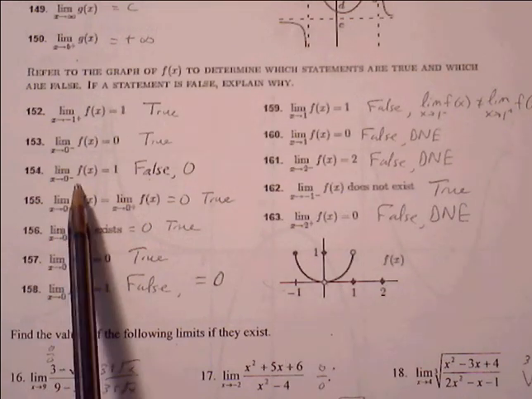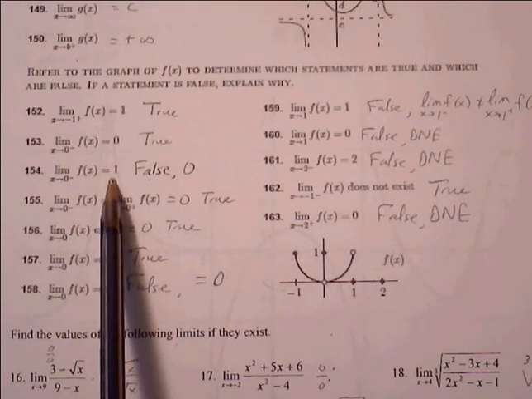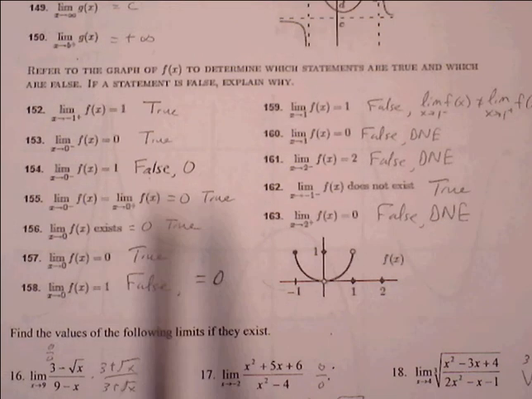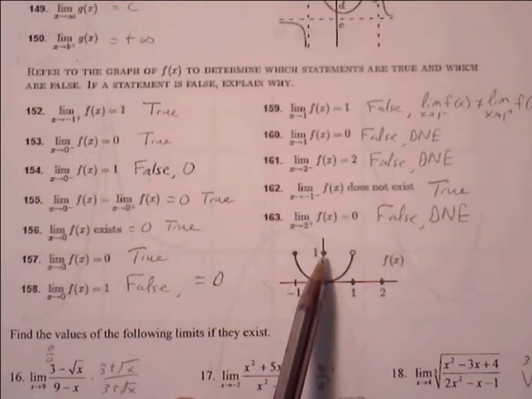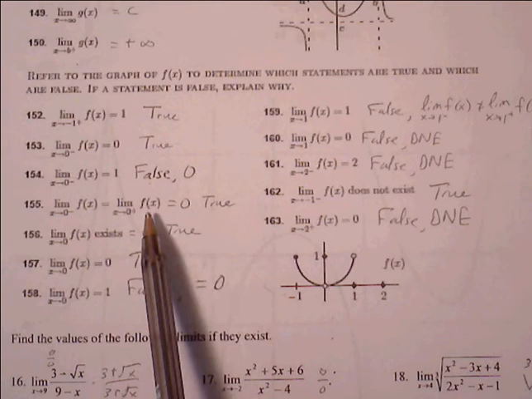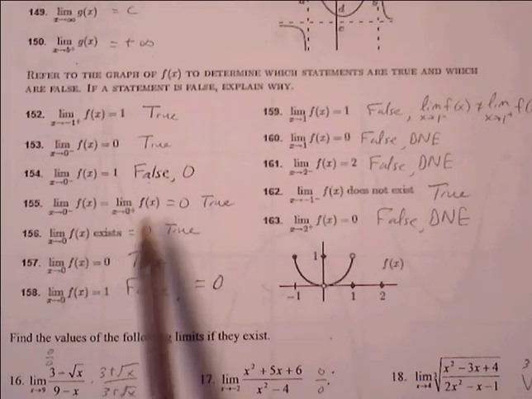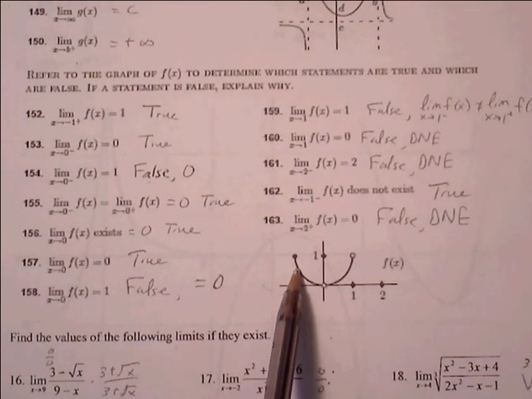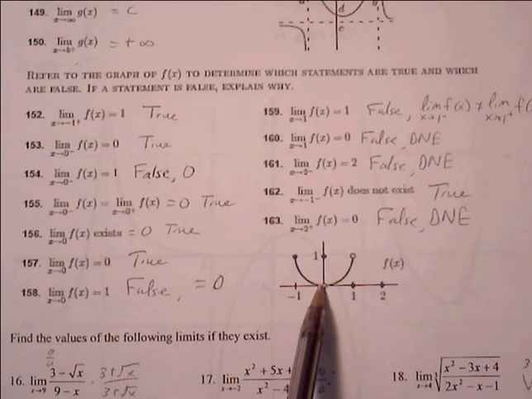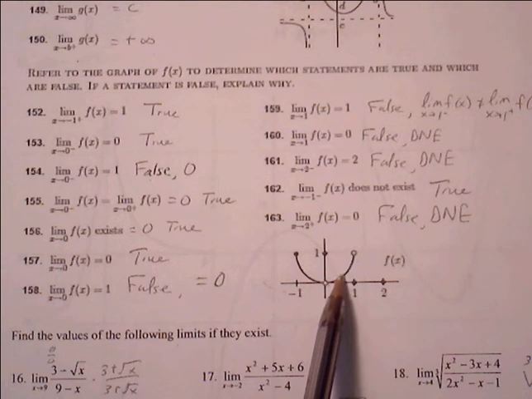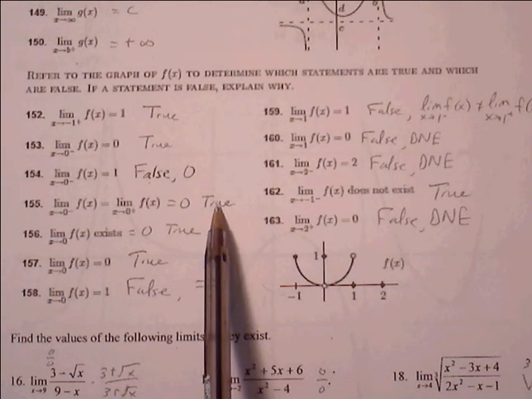As we approach 0 from the left side of 0 is equal to 1. We know that's false because it should be 0. 155, approaching 0 from the left side of 0 is equal to approaching 0 from the right side of 0. So as we approach 0 from the left side of 0, it's going towards the origin. From the right side of 0 is also going to the origin. So we know that is true.